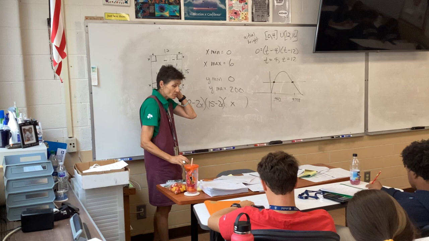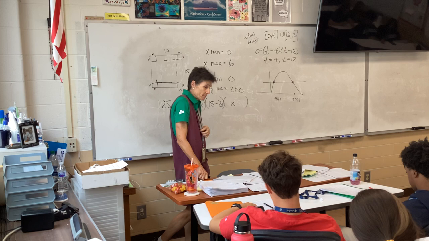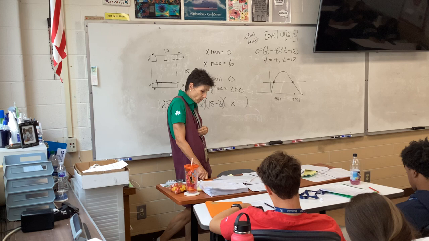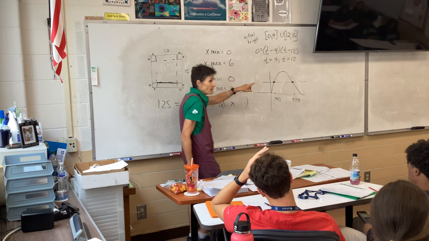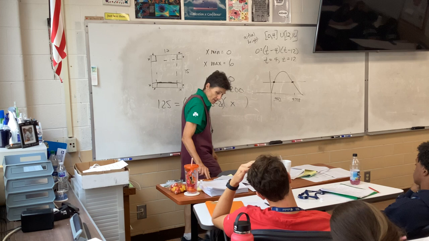Anybody match those? Yes. So let's look at the questions again and make sure we answer them correctly. What size corner should be cut out to yield a box with a volume of exactly 125? Right here, right? 0.942, 3.778, and that was inches.